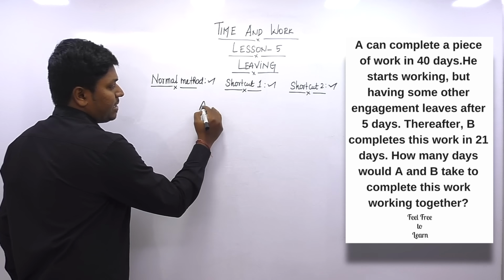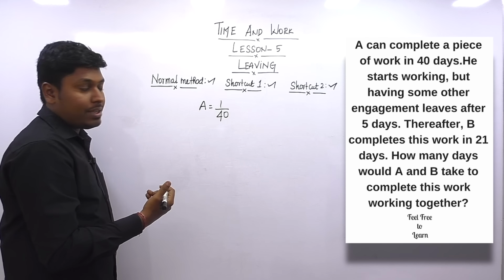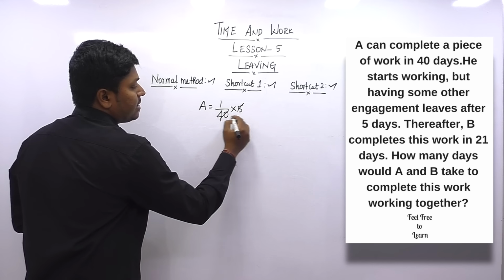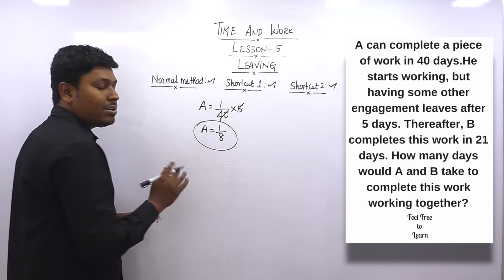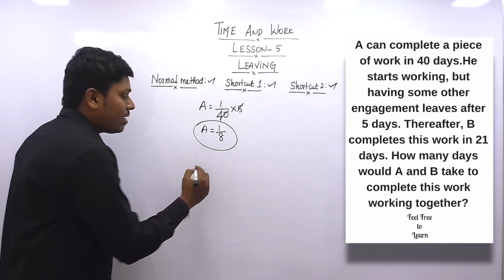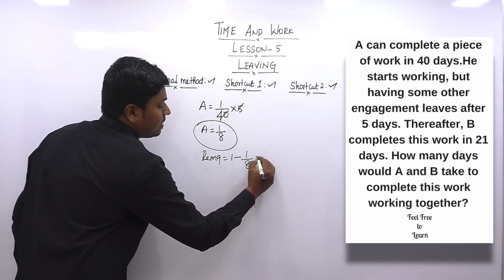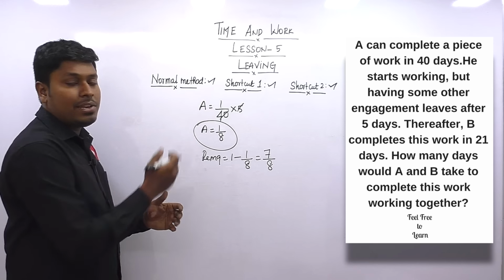A alone can complete a piece of work in how many days? 40 days, right? 1 day work will be 1 by 40. Initially A worked for 5 days, so 1 by 40 into 5, resultant will be 1 by 8. So we can say that in 5 days A worked 1 by 8. So what is the remaining work? The remaining work will be 1 minus 1 by 8, which is 7 by 8. So this 7 by 8 work is done by B in how many days?